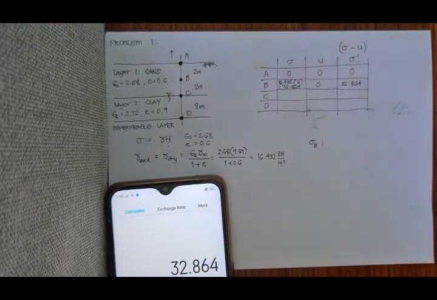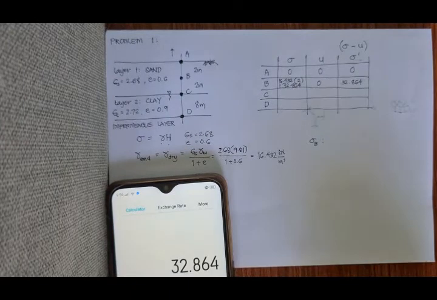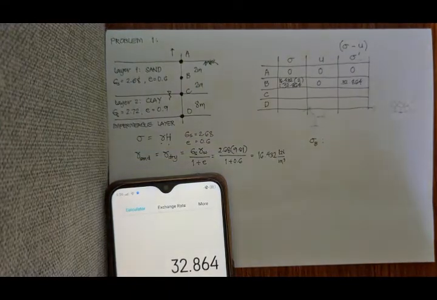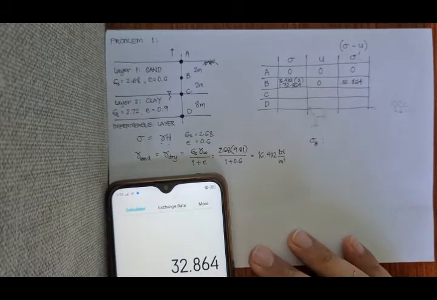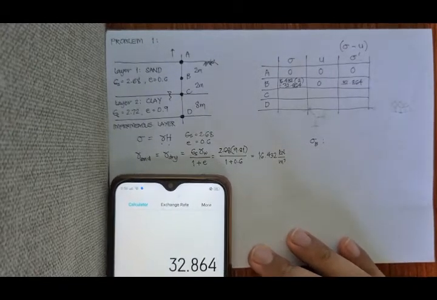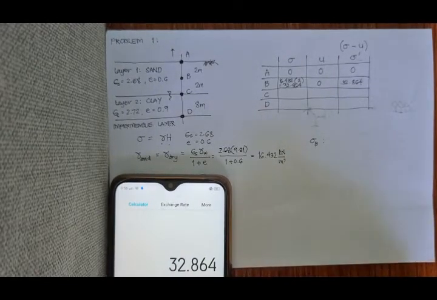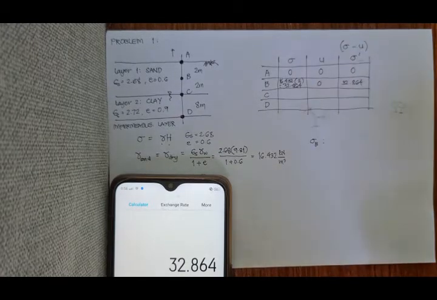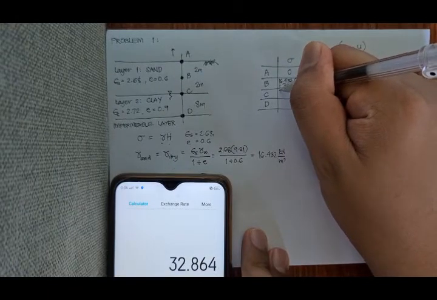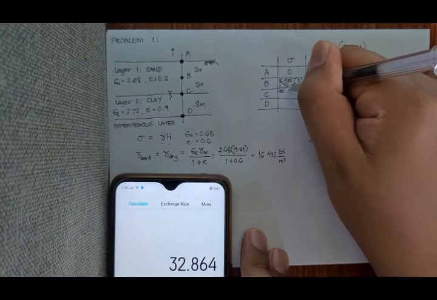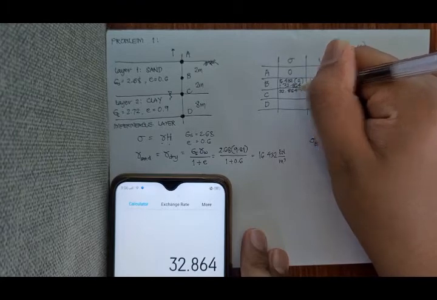Okay? So, next natin, at point C. At point C, it is 2 meters below point B. Ibig sabihin, anything that is above point C must be considered. So, at point C, nasa sand layer pa rin siya, pero point C is above point B. Therefore, yung effect ng point B, pwede natin i-add. So, this is 32.864 plus.